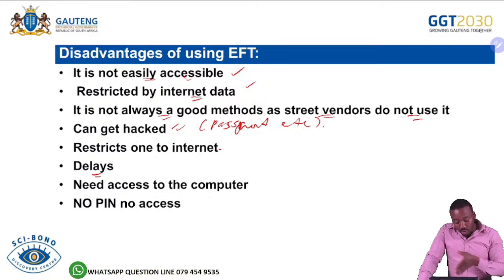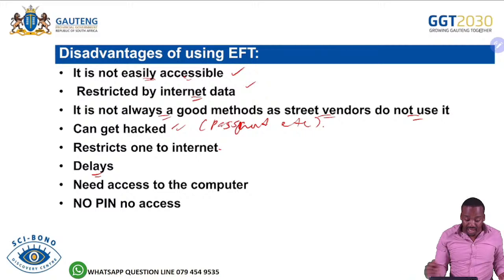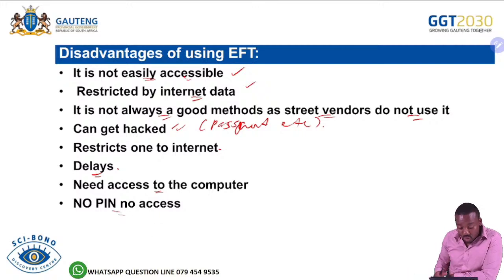So if you want an instant payment, obviously there's a fee for that. So if you want a normal one, a payment can take 24 hours, if not longer, for it to reflect. So that's why I'm saying that it can cause what? Delays in terms of the payment to reflect. Am I making sense? Good. You also need access to the computer. And the last one, no PIN, no access. So if you forget your PIN and so on, and you only have money in the account and you want to do an EFT, then you will not be able to do what? To make the payment. Right.